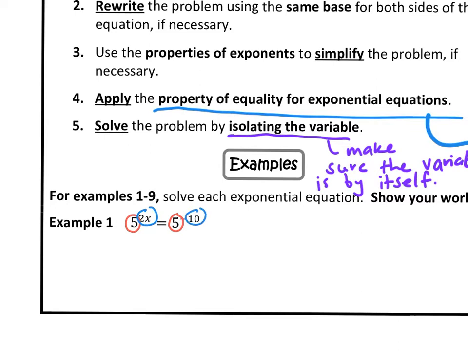So I can make the conclusion that 2x equals 10. Now, solve by isolating the variable. It's step 5. So how do you get rid of the 2? What's the opposite of multiplication? Division, right? So we divide by 2 on both sides. x equals 5. First one. All right. Let's go to the next one.